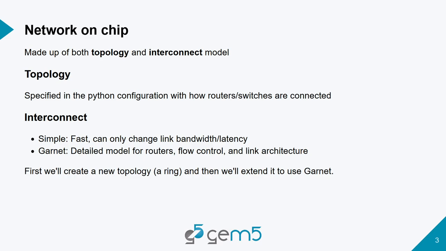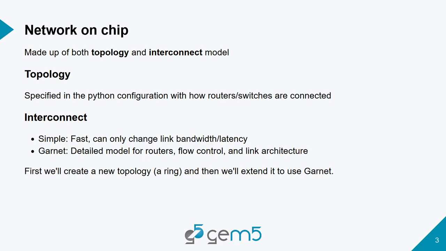We have the simple interconnect model, which is relatively fast, but you can only change the link bandwidth and latency. And then we have Garnet, which is the detailed model for routers. So this is a cycle level model for routers. It's like a three-stage router pipeline. And that models a three-stage router, flow control, and link architecture.